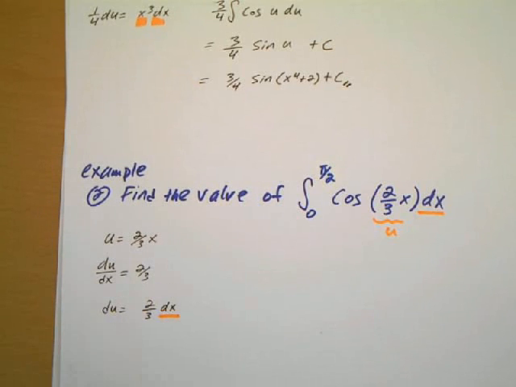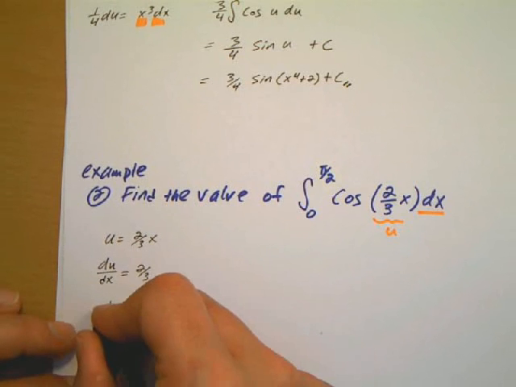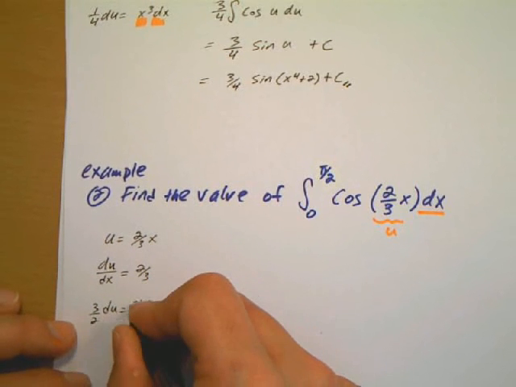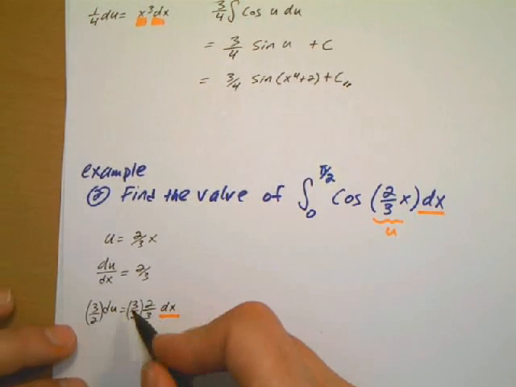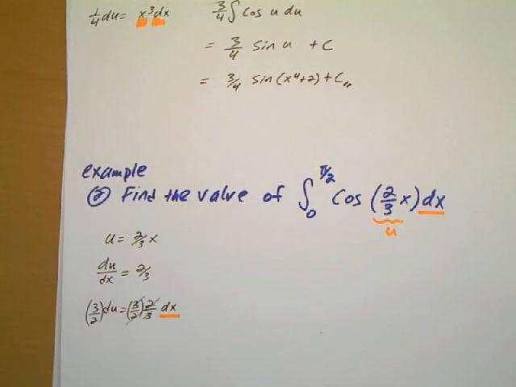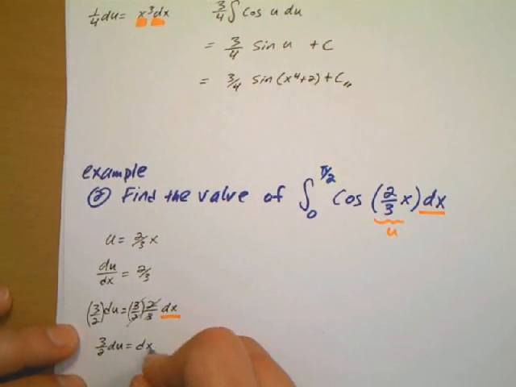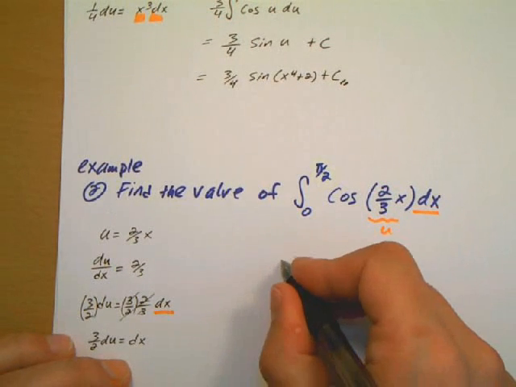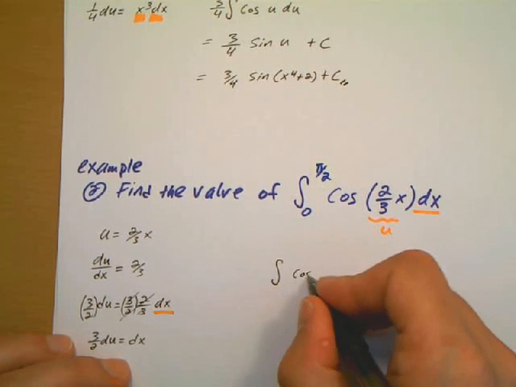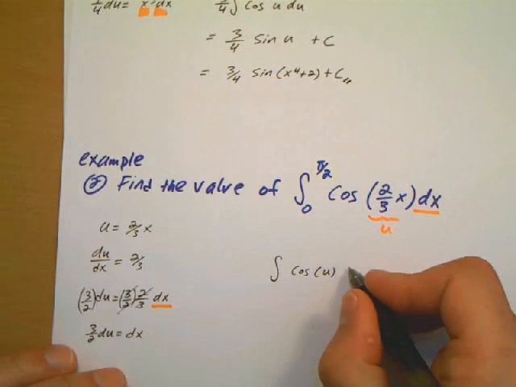I don't have this extra constant, so to get rid of a constant, you multiply by the reciprocal. So it's going to be 3 over 2, 3 over 2. So it's kind of what I've been doing this whole time, multiplying by the reciprocal, I just haven't really called it that. So 3 over 2 du really is what dx is equal to. So when I go to write my integral, it's going to be cosine of u. Dx gets replaced with 3 over 2.